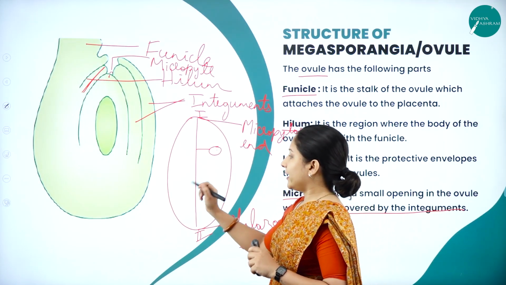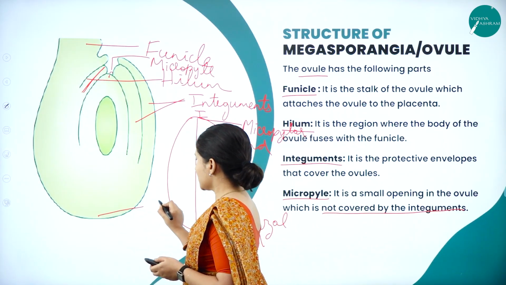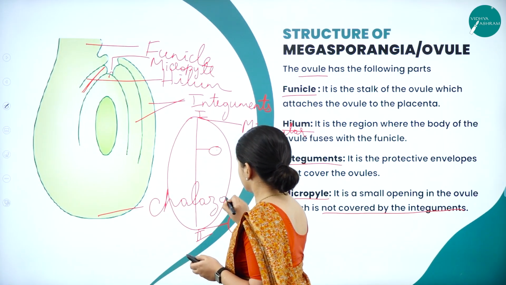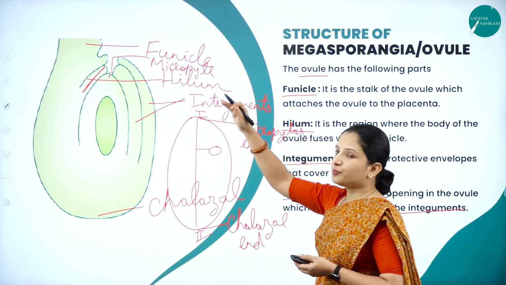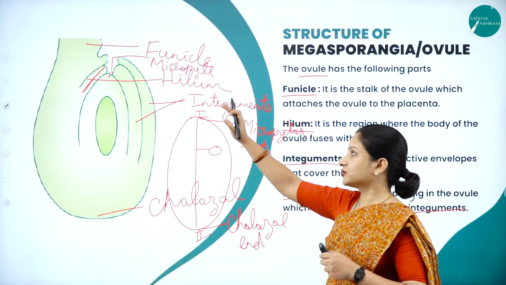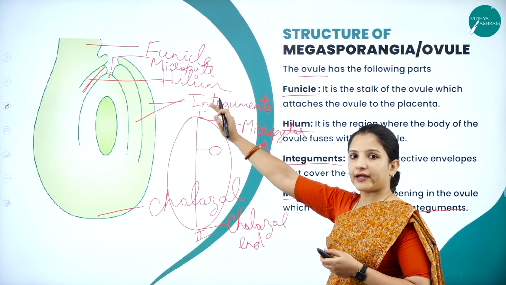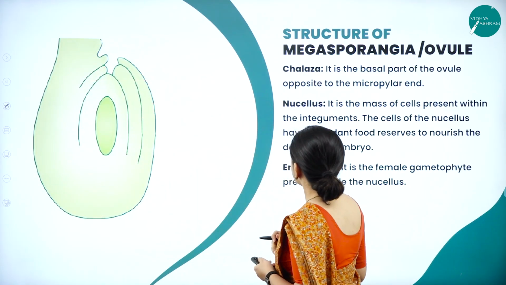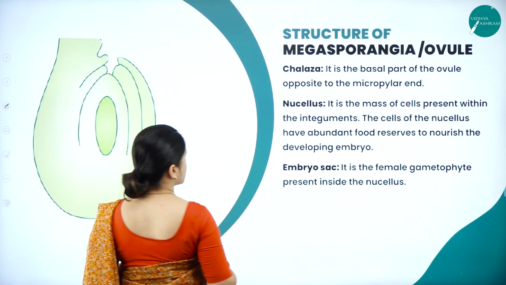So that is why. And next, one more end, you have the chalazal end. This is the chalazal end. So two polar ends. An ovule has two polar ends. One is the micropylar end and the other one is the chalazal end. So we'll talk about the chalaza now.